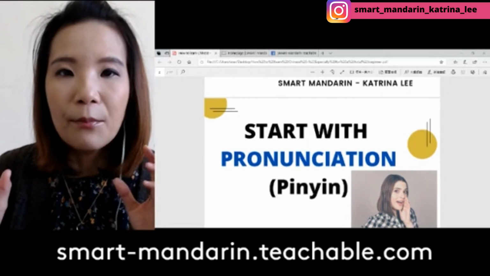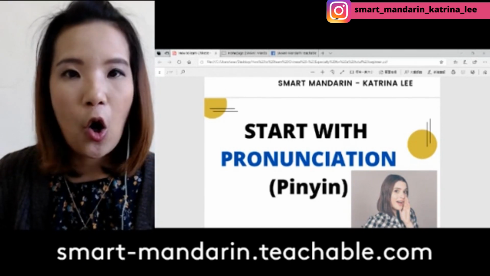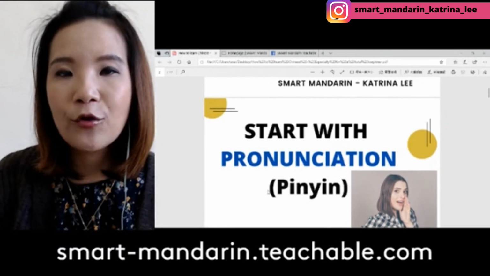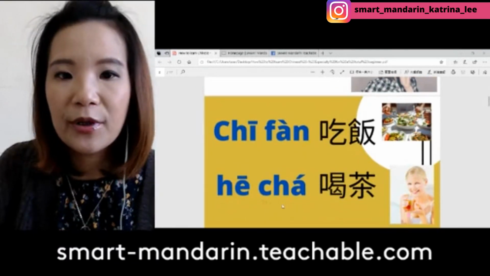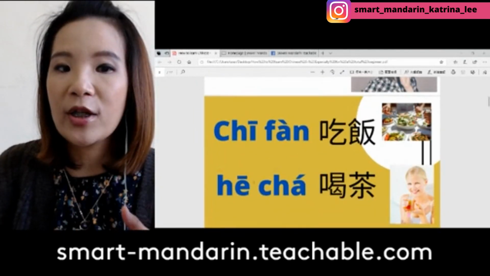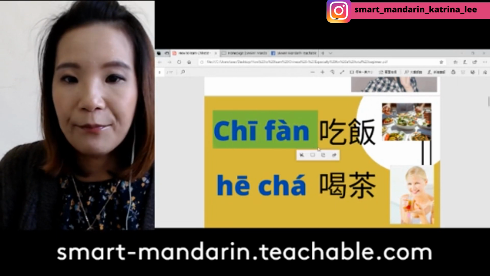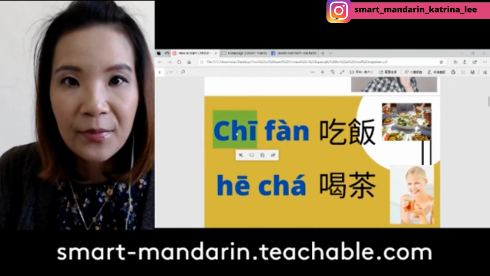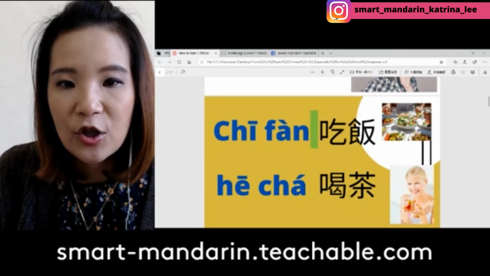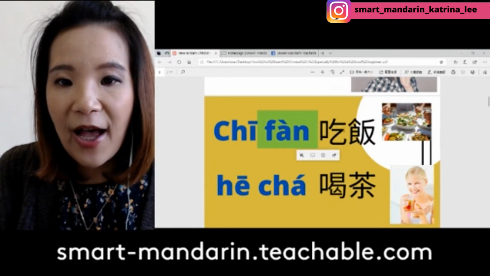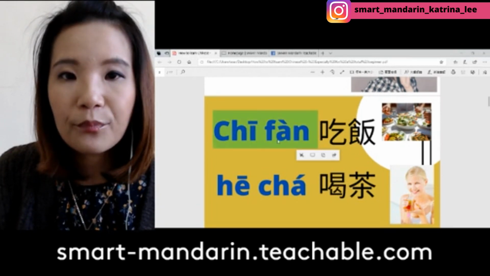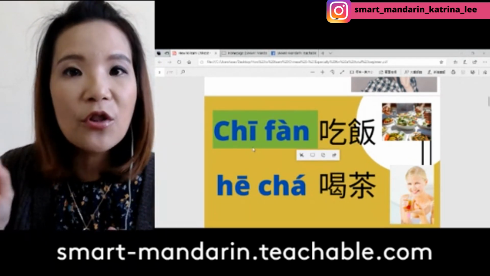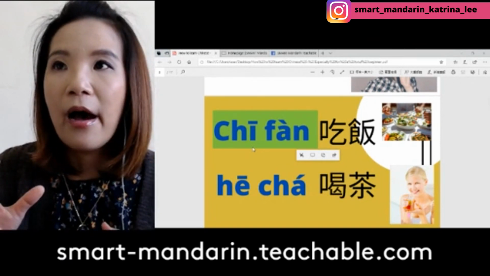So the most commonly used pronunciation system is called pinyin. You guys may be familiar with that. The first thing is you have to learn pinyin because you have to know how to pronounce 中文, Mandarin Chinese. For example, this is pinyin: 吃饭, to eat a meal. You need to know each pinyin represents each 汉字, Chinese character. So this is 吃 and this is 饭. If you see this pinyin, the pronunciation system, you need to learn how to see it and pronounce it.